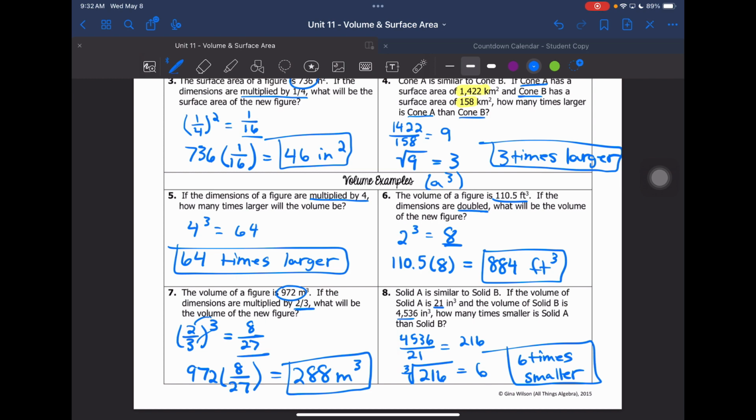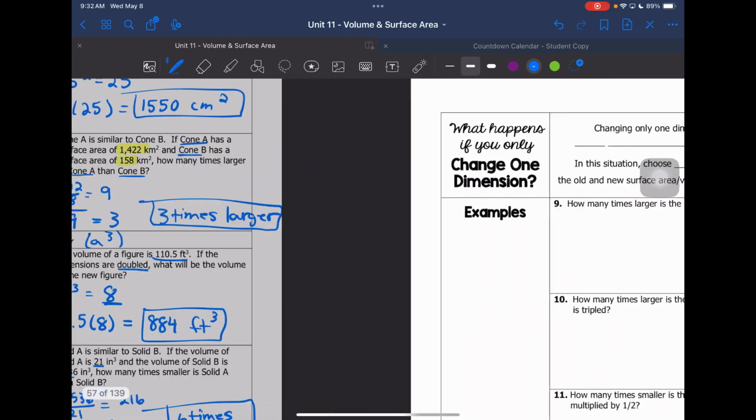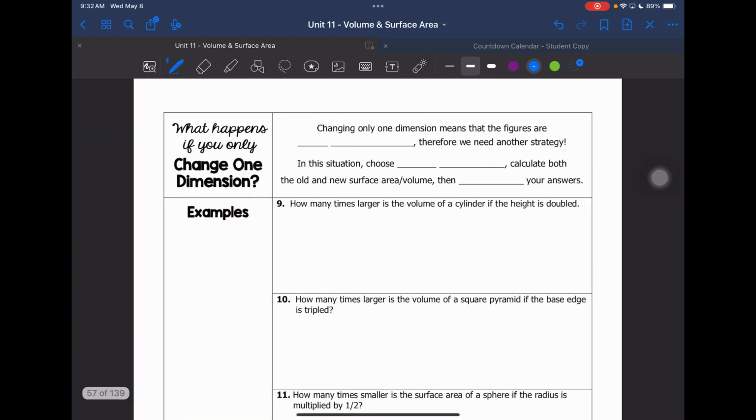So let's go on to the next page where it talks about what happens if you only change one dimension. Changing only one dimension means that the figures are not similar anymore. So remember, we've talked about similar solids, and that's when all the dimensions are proportional or have equal ratios. Therefore, we need another strategy.